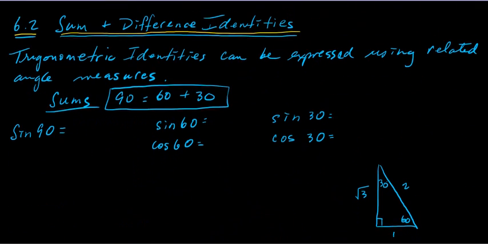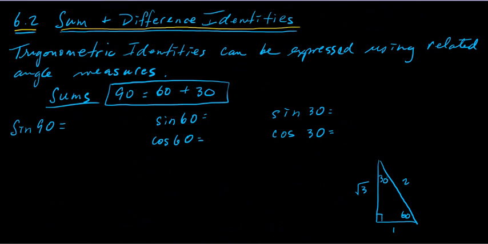So if we take a look at 6.2, what we're looking at is sum and difference identities. And of course, sum means adding, and difference means subtracting. So the point here that we're going to explore today is that trig identities can be expressed using related angle measures. And I'm going to talk about related angle measures first. I'm going to talk about sums.